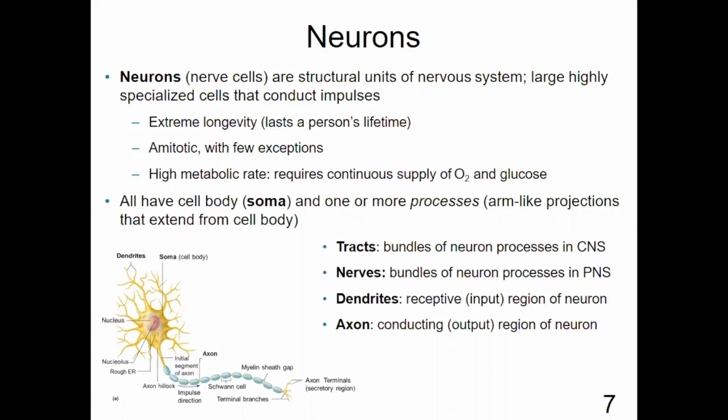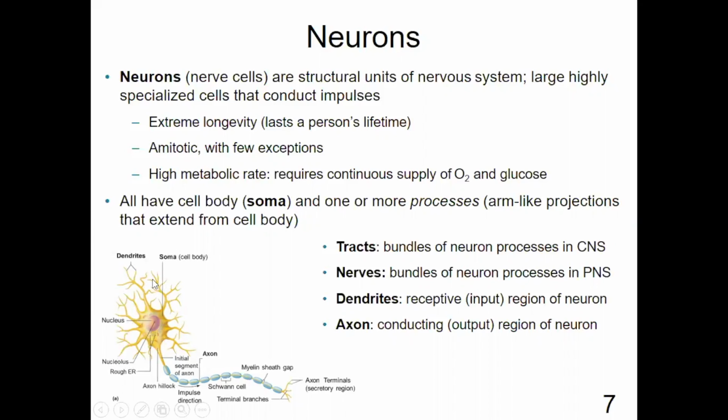Neurons have a high metabolic rate. They require a lot of oxygen and energy, glucose. In terms of neuronal cell structure, you can see a typical cell here on slide 7. Here in purple, we see the nucleus. And this yellow portion of the cell is the soma, or cell body. The cell body contains the nucleus of the cell.